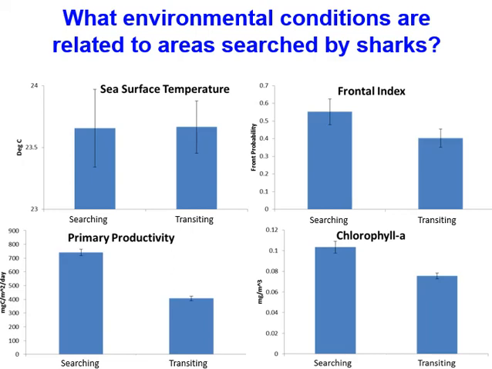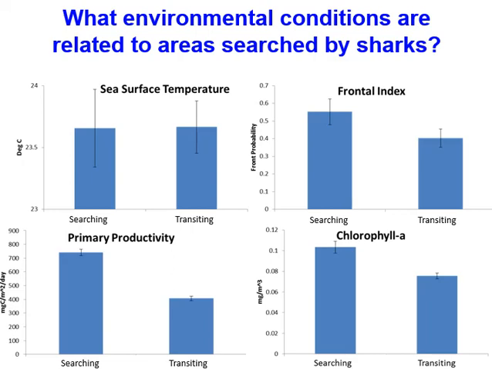Frontal index, that's an indication of how much currents and water interface between two bodies of water. What this does is create upwelling, brings nutrients up, and it tends to be associated with primary productivity. And in fact, if you look at primary productivity and chlorophyll, which is in the phytoplankton that's doing this primary productivity, now you see that there's a difference. There's a significant difference in areas where they're searching versus where they're transiting.